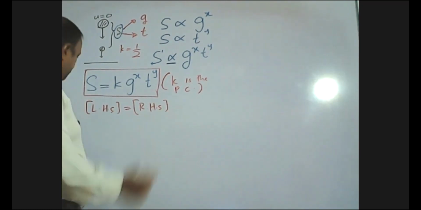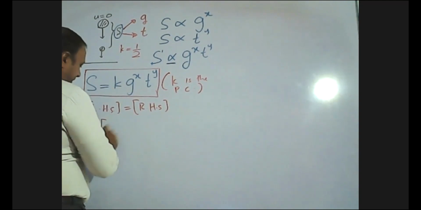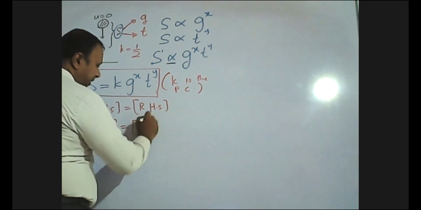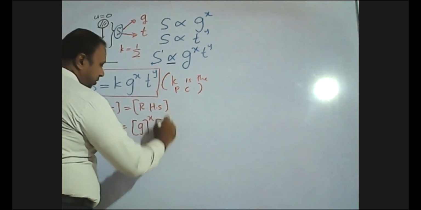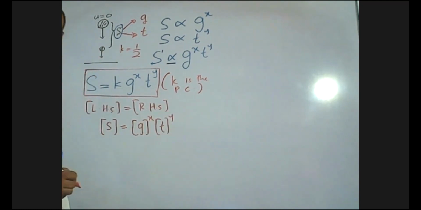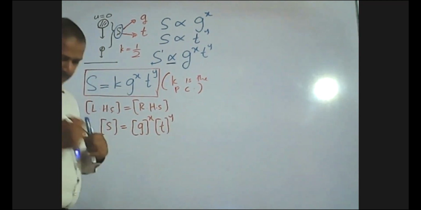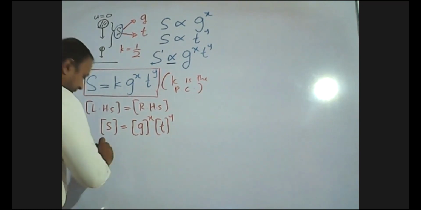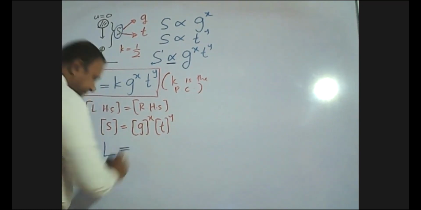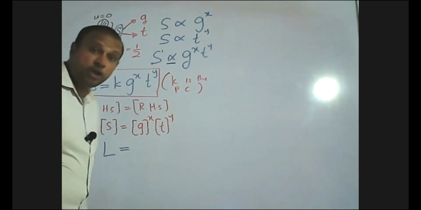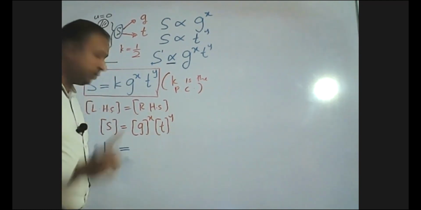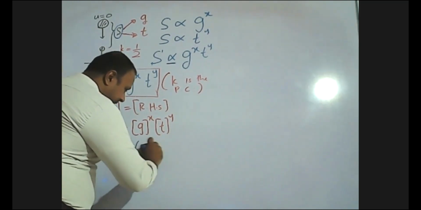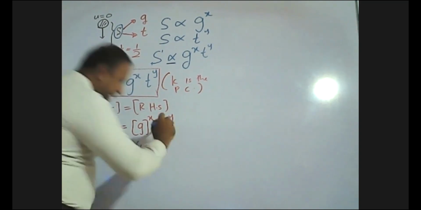Again, the dimension of LHS means the dimension of S. The dimension of RHS means the dimension of g to the power x into t to the power y. The dimension of S: S means distance, and distance is a length. So the dimension of S is equal to a length, that means L. The dimension of g: g is gravitational acceleration, so it is an acceleration. So the dimension of g is equal to (LT^-2) to the power x.